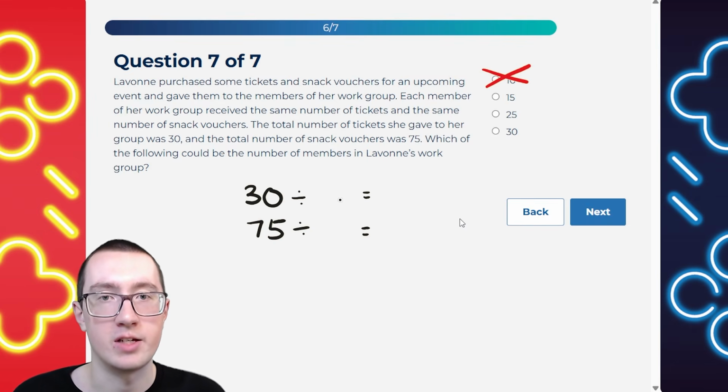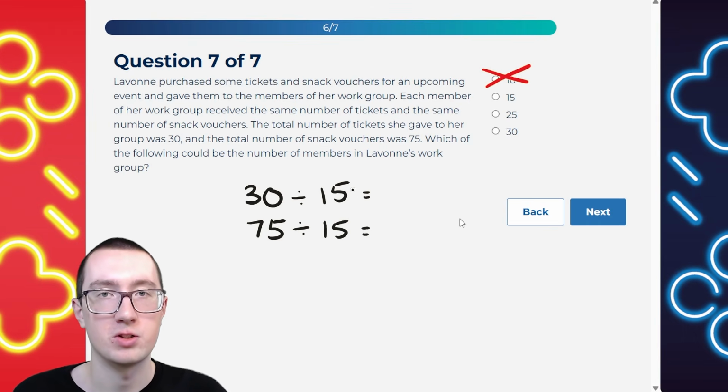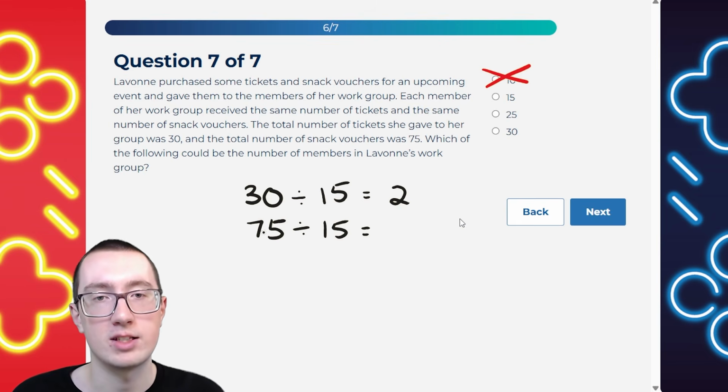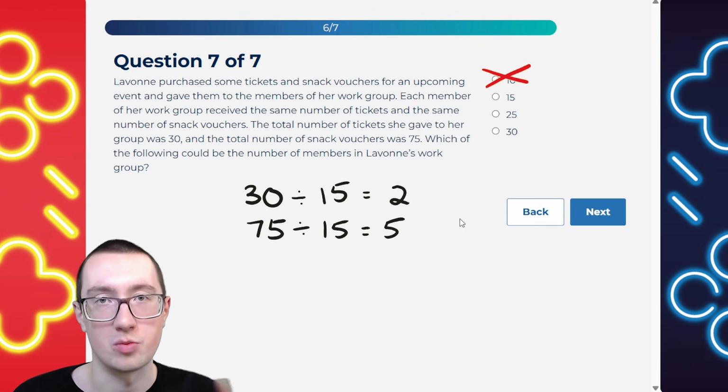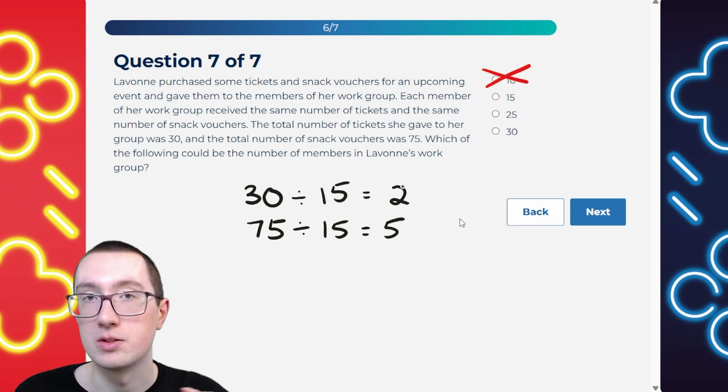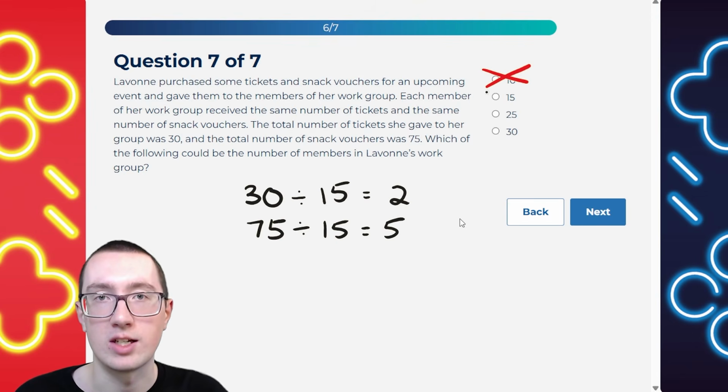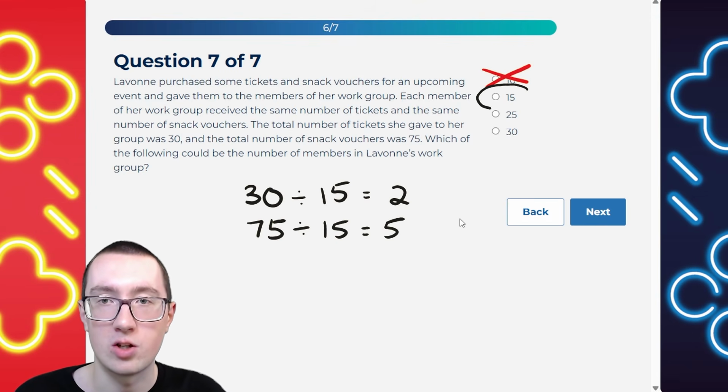What about 15? Well, if we try to divide these evenly among her 15 coworkers, 30 divided by 15 is 2. So each of them in the group is going to get 2 tickets. And if we divide the 75 vouchers by 15, that's going to be 5. And remember, if you didn't know this, you can put this in a calculator. So in this case, we can actually divide the tickets and the vouchers evenly. So it looks like 15 is going to be the answer.